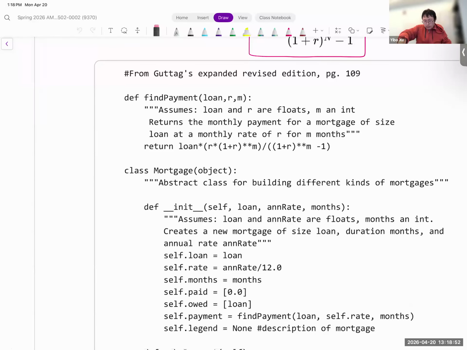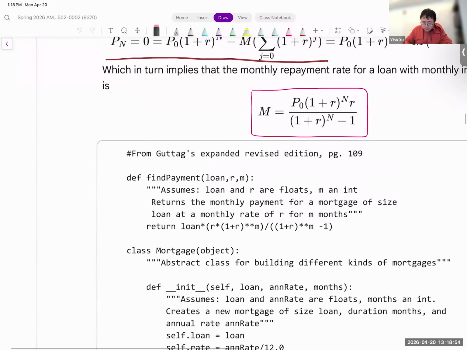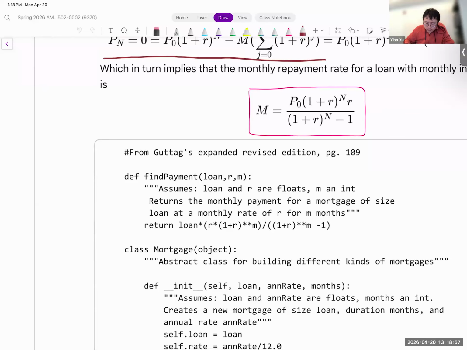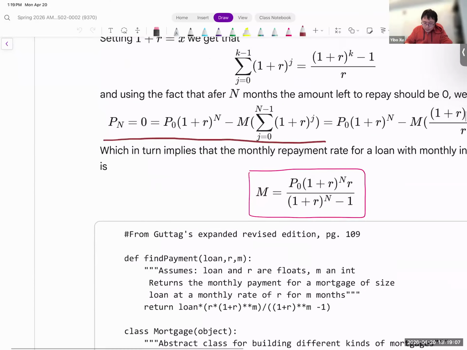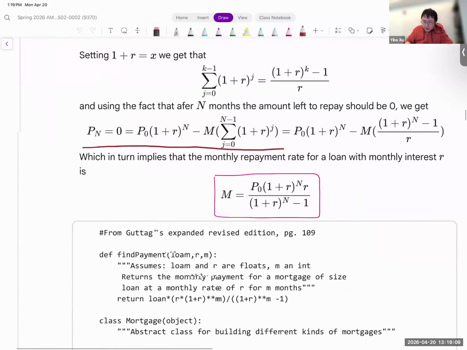Okay, so basically we're looking at, firstly, finding the payment. For different loans, you have a different monthly payment that you're calculating. Last time we were talking about this: basically, it's solving a linear equation.